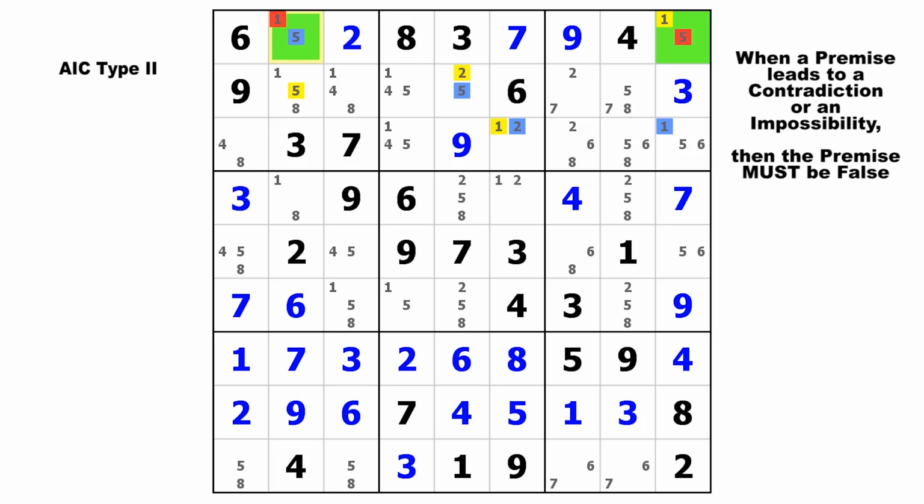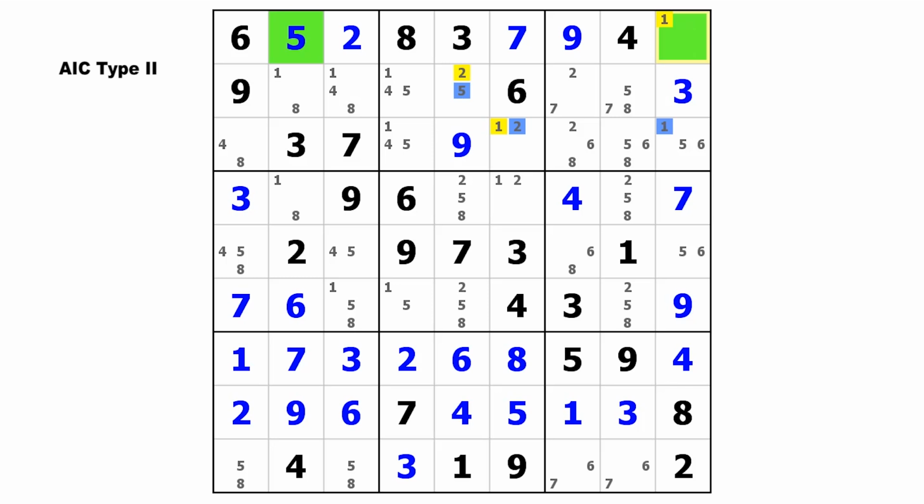So our premise was, if the blue 5 is false. And this premise leads to an impossibility, i.e. that there is no 5 in row 1. And we know that this cannot be possible. So we can safely conclude that our premise was false. And if our premise of the blue 5 being false is false, then we can safely conclude that the blue 5 is true. Capiche? I hope that's clear.